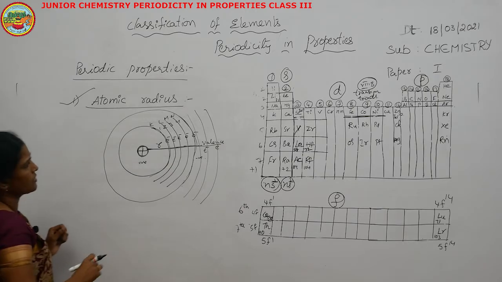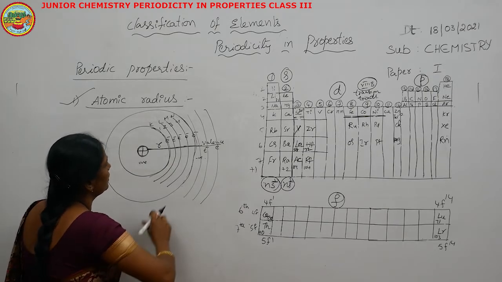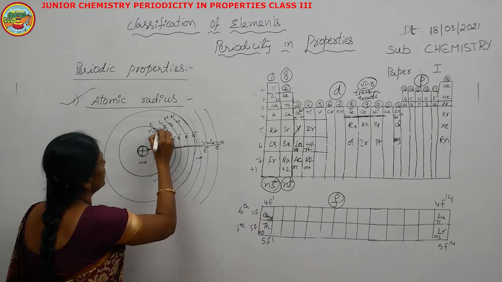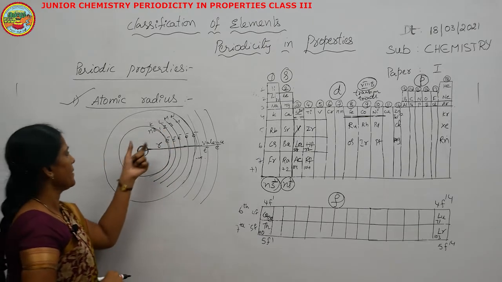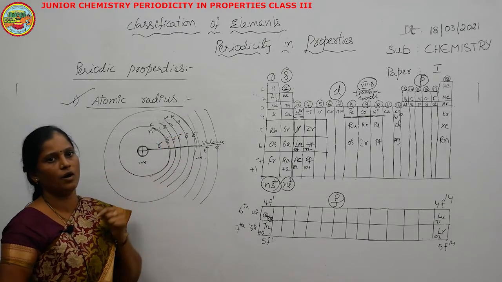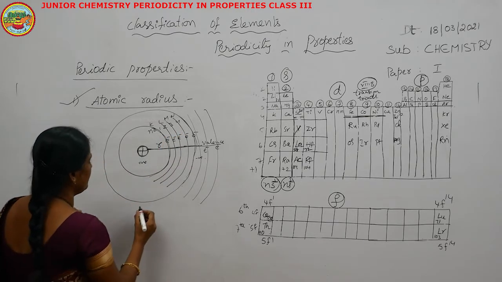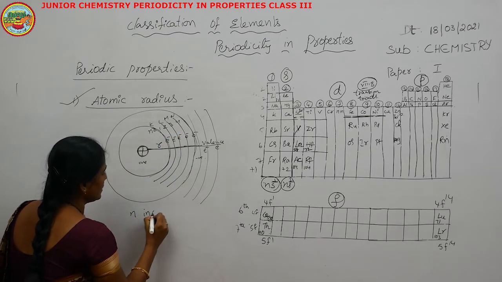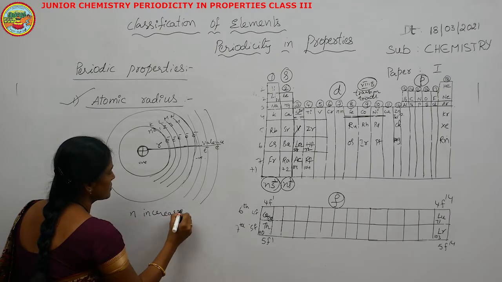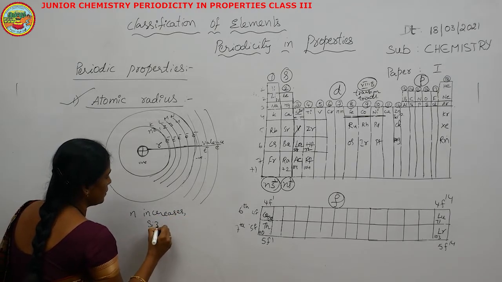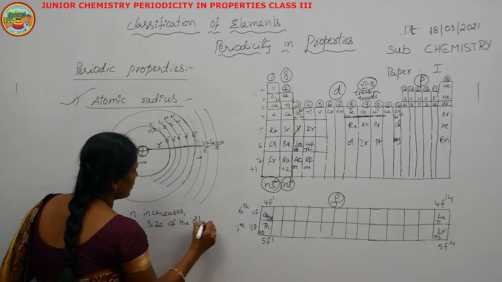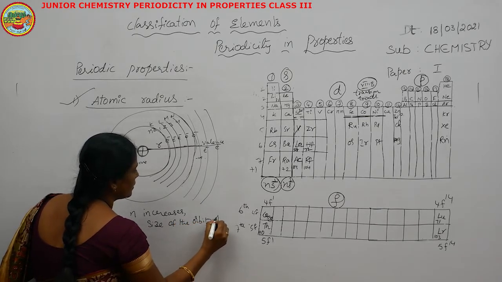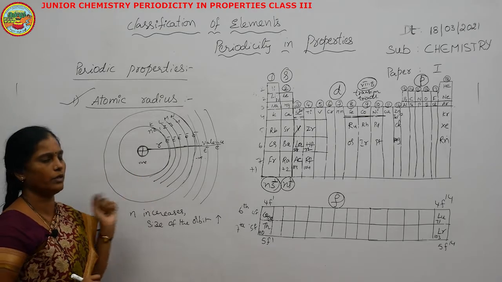See, in atomic structure we already studied, this is n, the principal quantum number, n equal to 1, 2, 3, 4, 5. n means the main shell, the main orbit. As the n value increases, the size of the orbit also increases, and the size of the atom also increases.